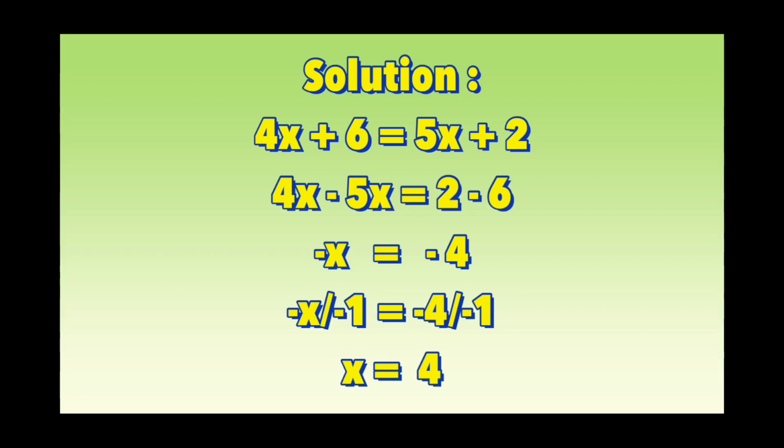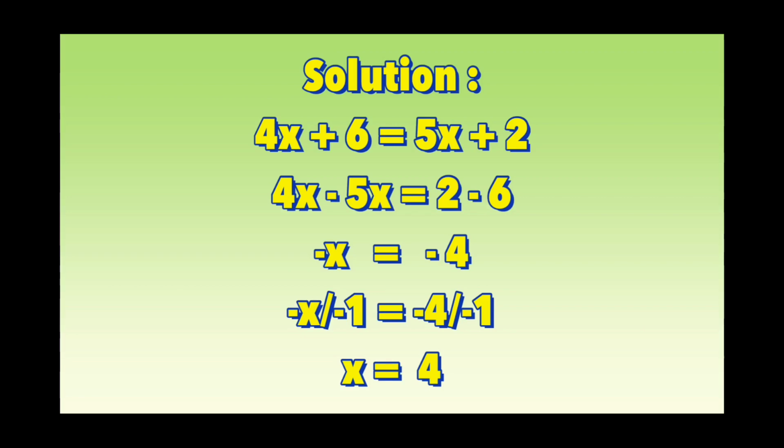Okay, our solution 4x plus 6 equals 5x plus 2. We're going to transpose to the left side of the equation the positive 5x, it becomes now negative 5x equals, then positive 6 transposed to the right side of the equation becomes now negative 6. Then the next, we're going to simplify. 4x minus 5x equals negative x. Then 2 minus 6 equals negative 4.